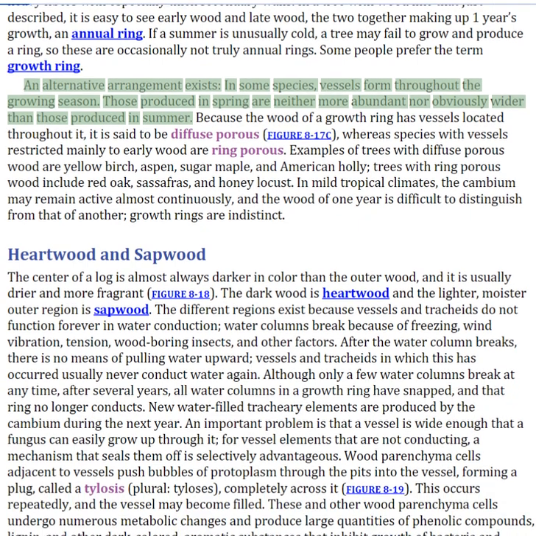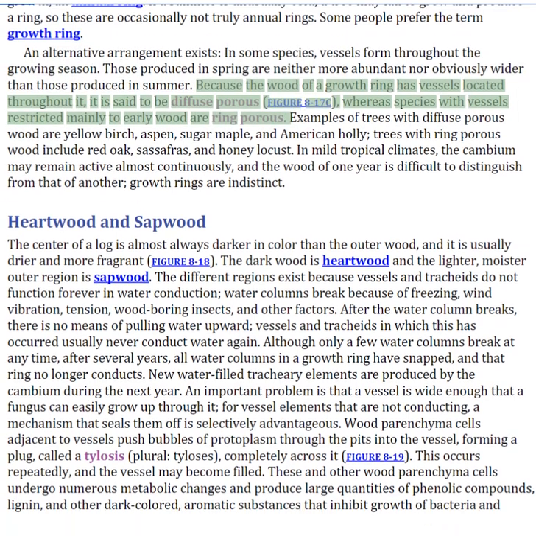An alternative arrangement exists. In some species, vessels form throughout the growing season. Those produced in spring are neither more abundant nor obviously wider than those produced in summer. Because the wood of a growth ring has vessels located throughout it, it is said to be diffuse porous, whereas species with vessels restricted mainly to early wood are ring porous.